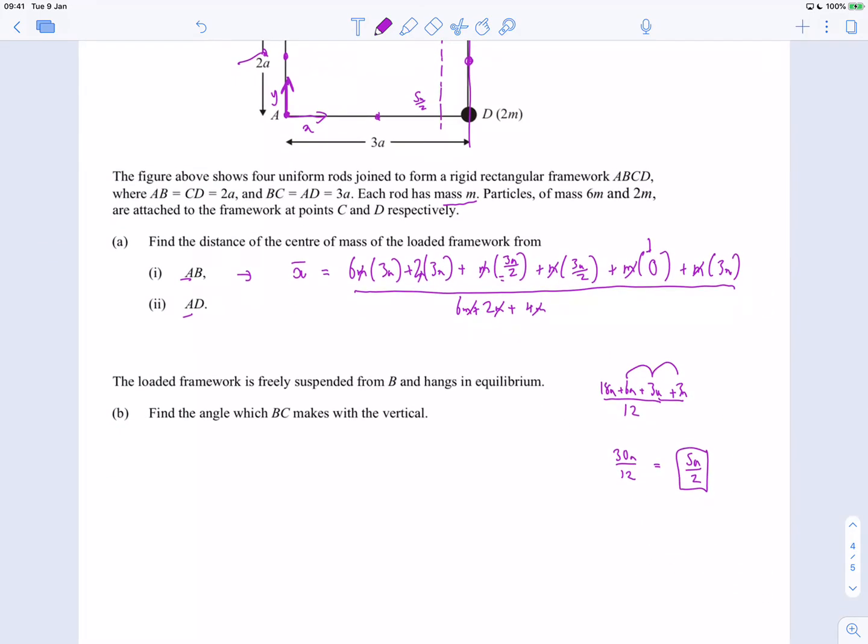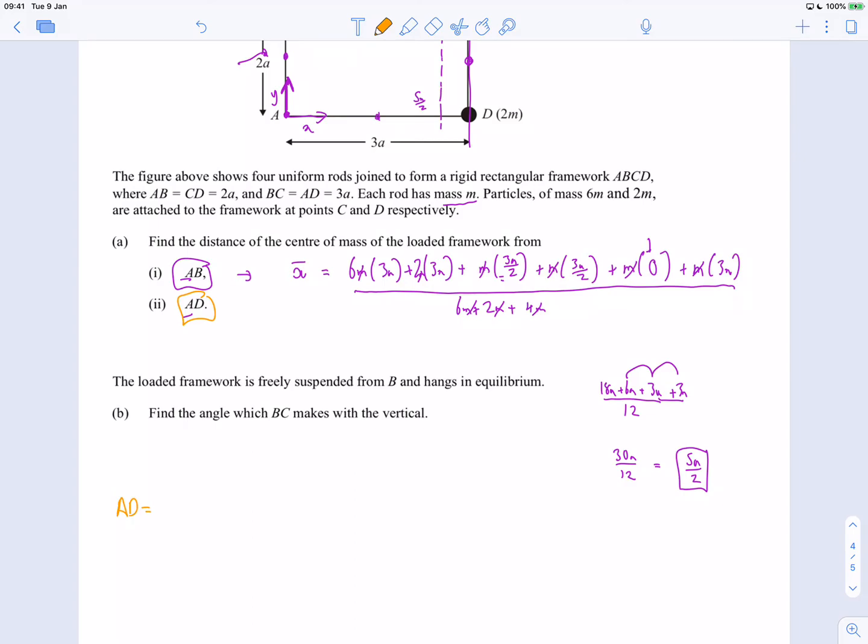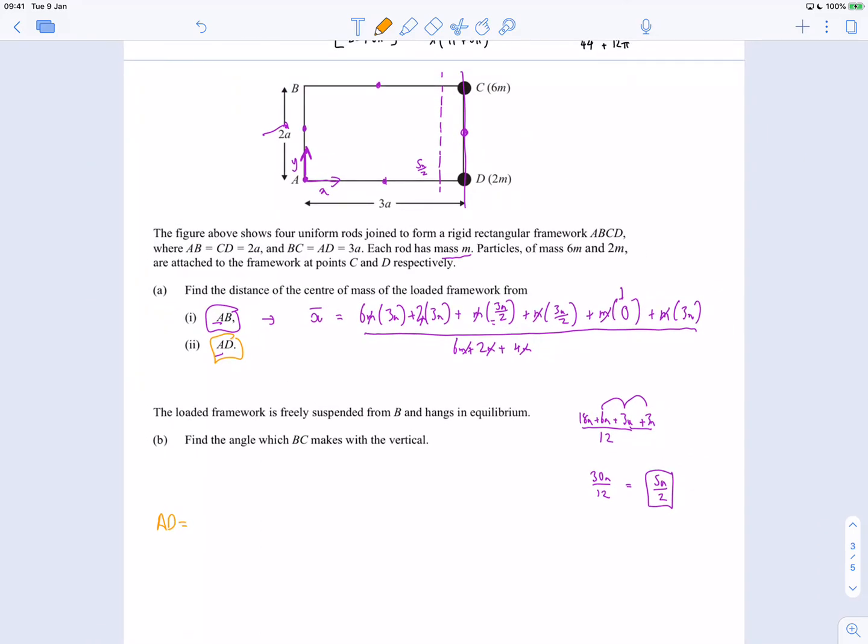And then distance from AD, so this is for AB, distance for AD is going to be now the y component, so it's going to be the sum of all the masses, so it's going to be 6m times by how far away it is in the y direction, so that is going to be 2a, plus the other mass, which is 2m times by 0, plus one of the rods m times by 0, plus one of the rods times by 2a, so that's the bottom one and the top one, and then I've got another m times by a, and I've got another m a, and this is all going to be over 12m again.